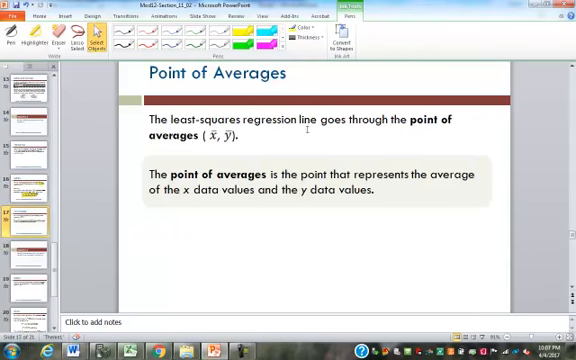The least squares regression line goes through the point of averages. So the average value of x, and the mean value of y as well. It should go through that point. So that is the mean of all the x values, and the mean of all the y values.